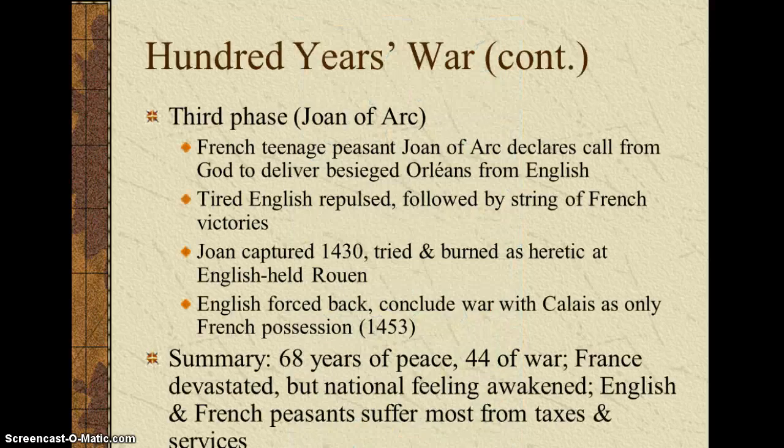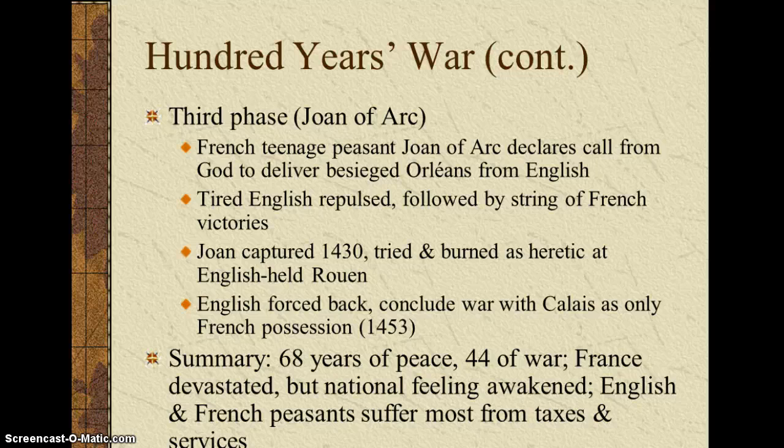Last but not least, in the last phase, Joan of Arc is a French teenage peasant, and she declares that God will deliver the besieged Orleans from the English. The tired English are repulsed, followed by a string of French victories. Joan goes to the king and asks permission to fight. The king kind of blows her off. She eventually gets these victories.